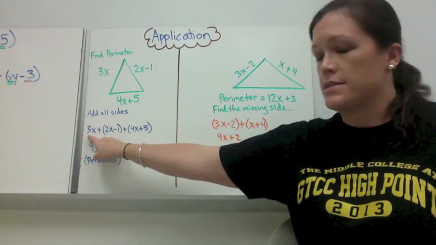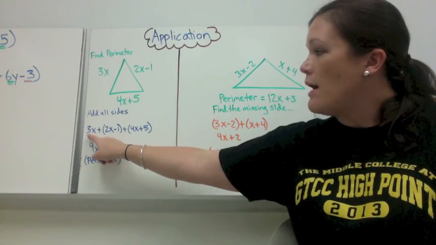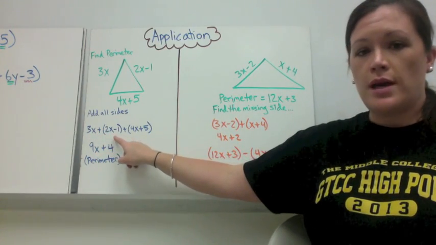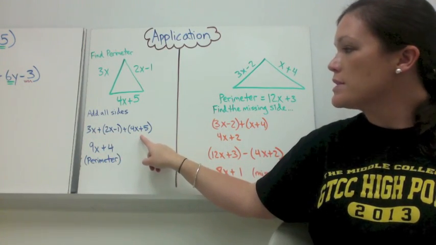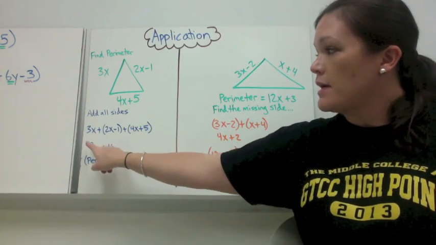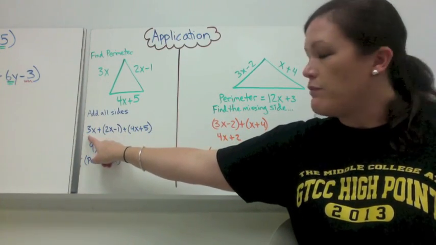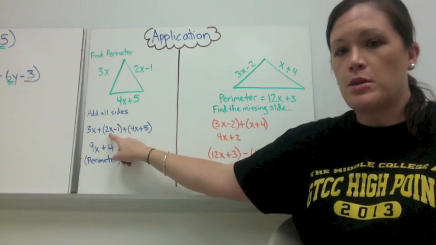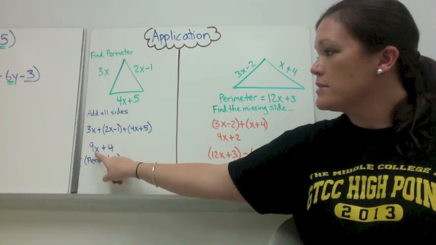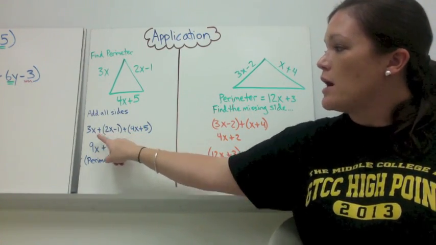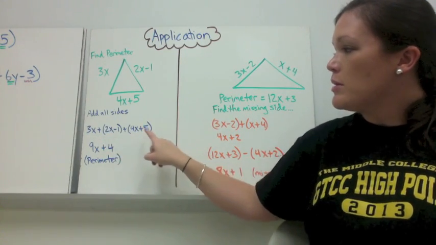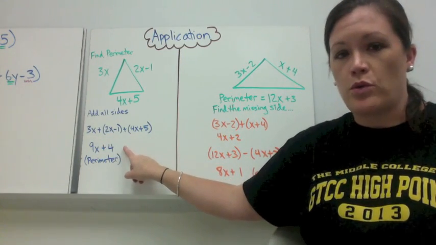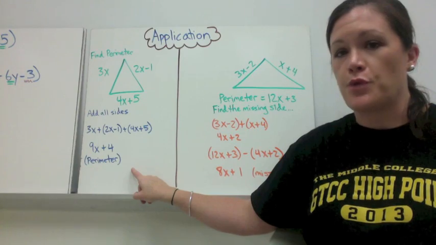So I'll simply write it the same way my other examples looked. I have 3x plus 2x minus 1 plus 4x plus 5. Then I combine the terms that have x. So we have 3x plus 2x is 5x plus 4x will give me 9x. And then I can combine my numbers. I have negative 1 plus 5, which would give me 4. So my perimeter is 9x plus 4.